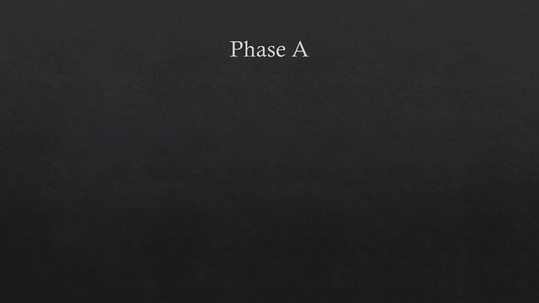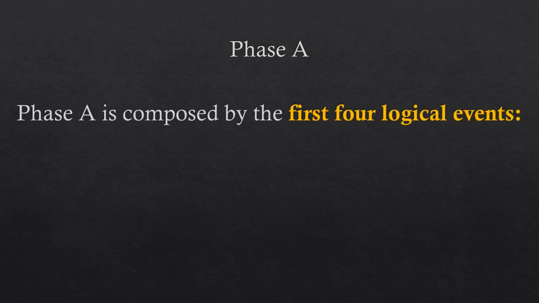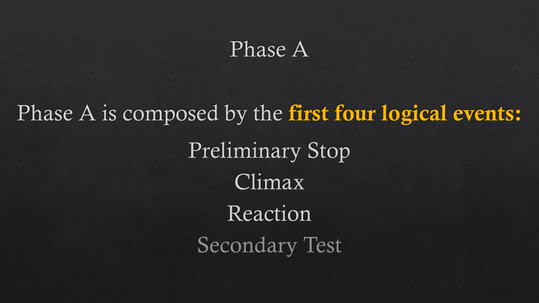We'll begin with Phase A, which represents the stop of the previous trend. Phase A is composed by the first 4 logical events: the preliminary stop, the climax, the reaction, and the secondary test. In a general sense, Phase A will provide the signs that the market is transitioning from a trend to a ranging market. The preliminary stop will provide a first indication that the smart money has entered on the opposite side of the trend. The climax will create one of the boundaries of the range. The reaction will provide further indication that there is greater interest to the counter-trend direction in the opposite boundary of the range. And the secondary test will finish Phase A.